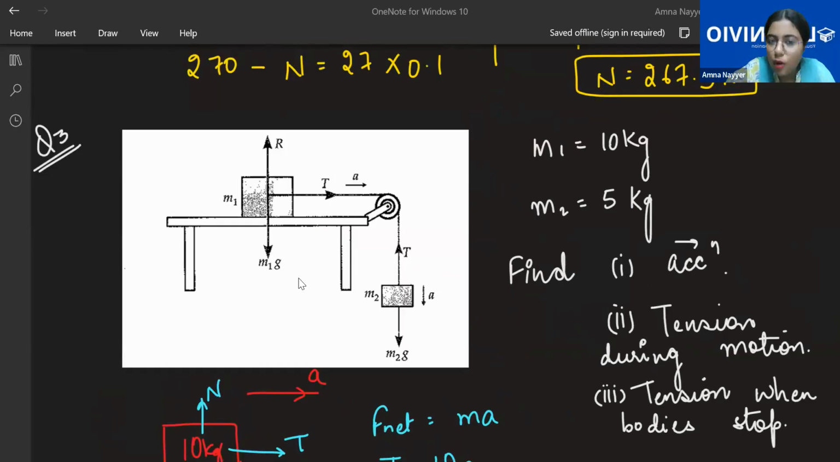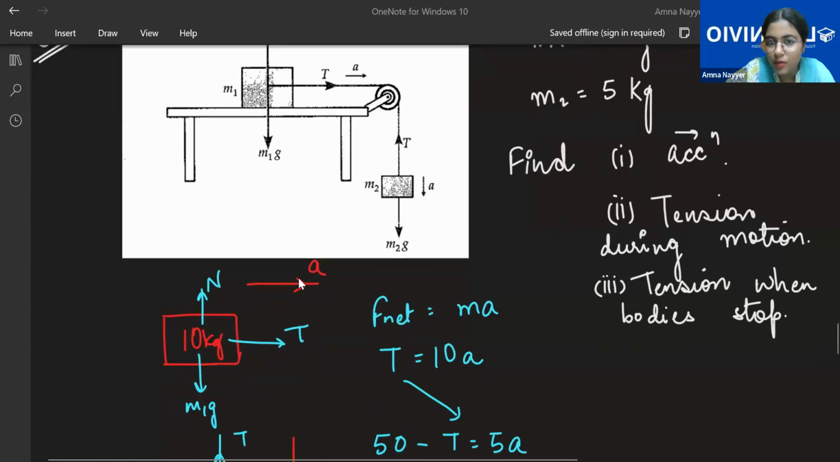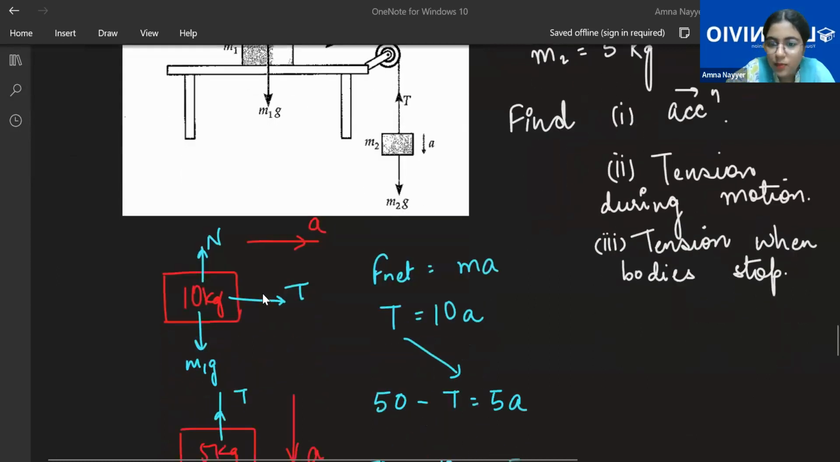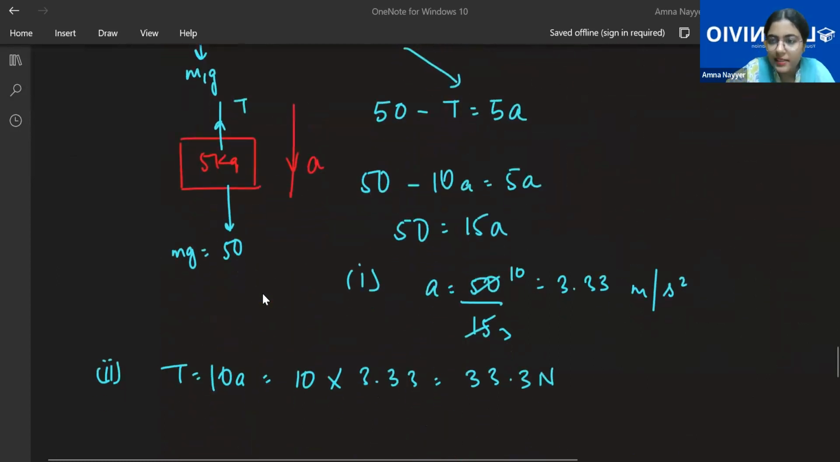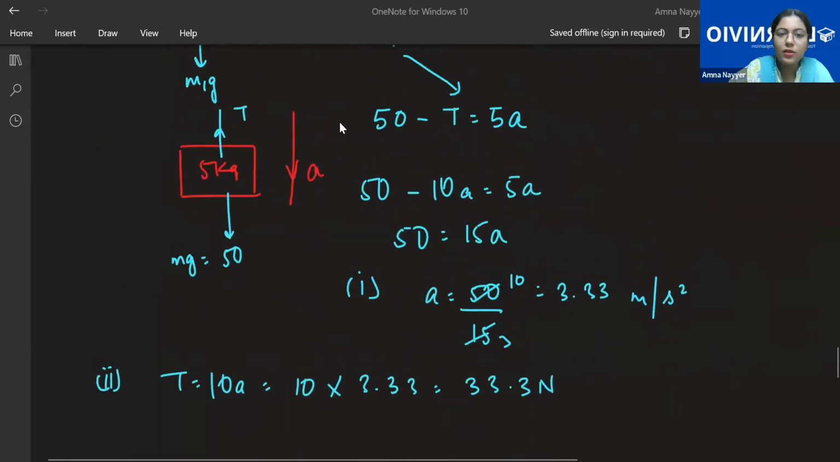When the body stops, why will there be any acceleration? Won't the acceleration be zero? Yes. So when the body stops, the acceleration is zero. These equations will not be framed. If I say acceleration is zero, tension is equal to 50. The tension will balance this. Got it? Why were we taking acceleration? Why was this equation made?